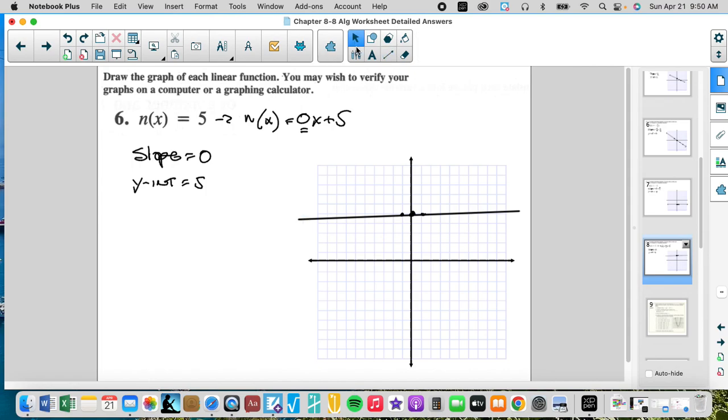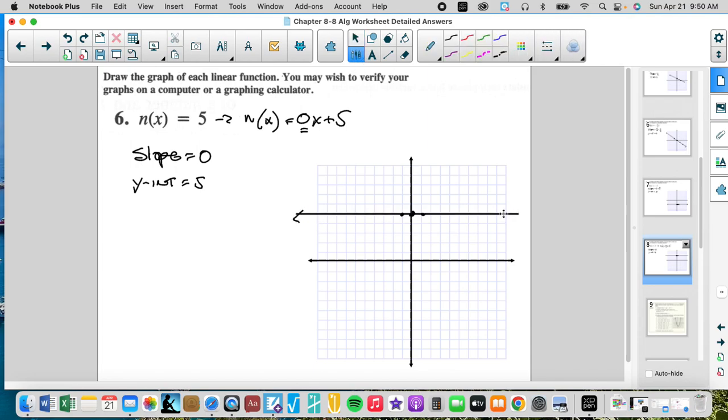Whoa, let's clean that up a little bit. Better. Arrows and points if you need points.